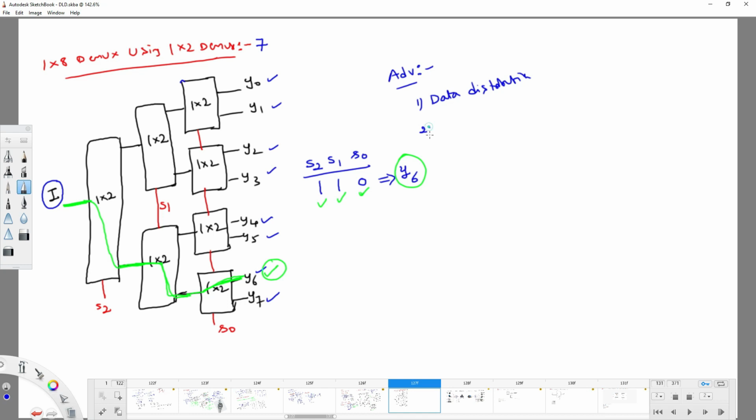And one more thing is, we can define it as for the purpose of routing. Routing means what? How your connection should be there, right? So to get the value of y6, you have to compulsorily move in this particular path. So routing should be done. This is the advantage of demultiplexer, right?